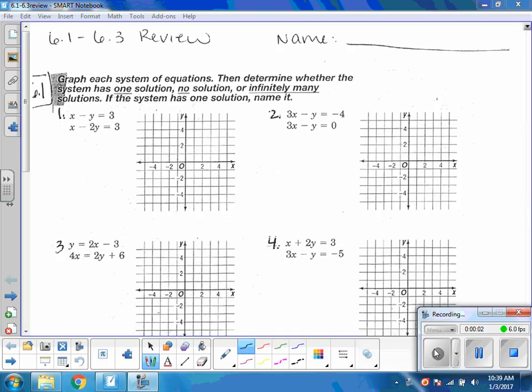Okay, we're going to do a little bit of review on 6.1-6.3. This is just solving a system of equations, using 3 different methods. So let's first look at our graphing one.